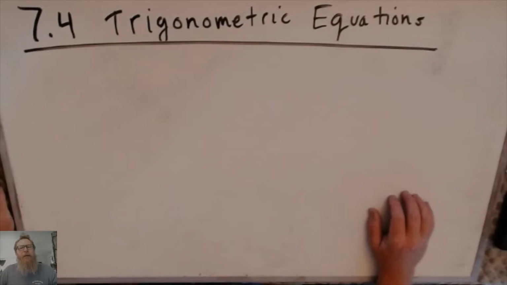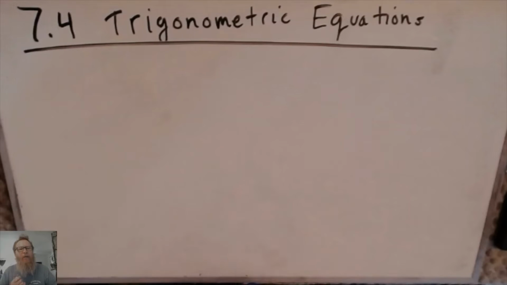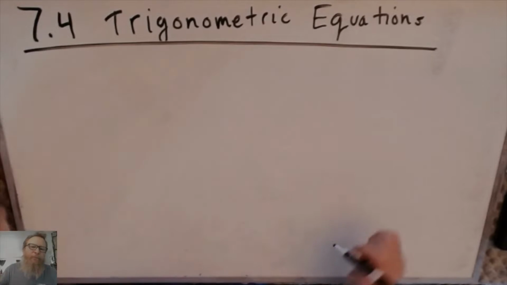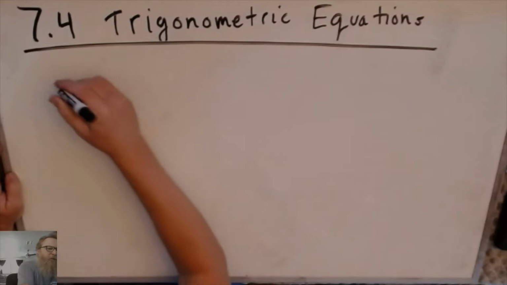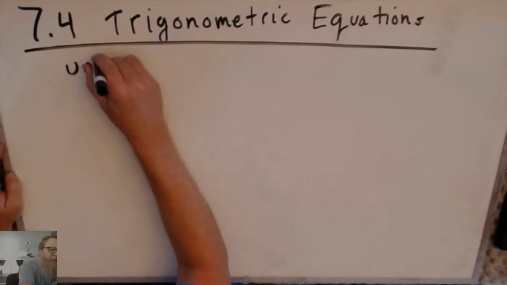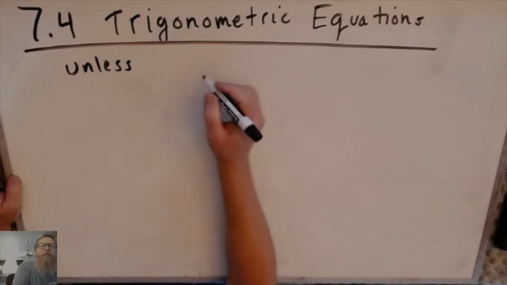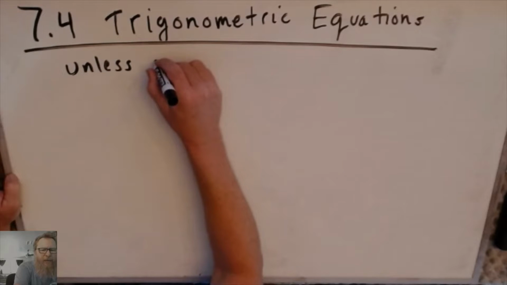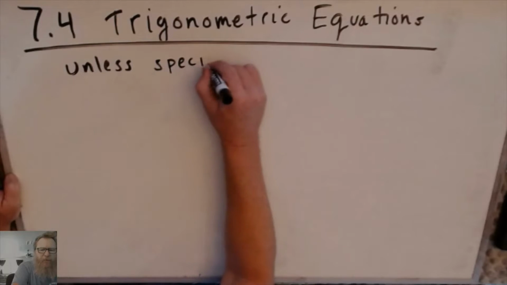We're going to do the last section of Chapter 7 today, 7.4, Trigonometric Equations. So I'm just going to put something at the beginning that will apply to most of the lecture today, unless specified otherwise.